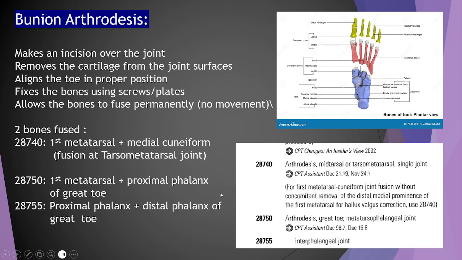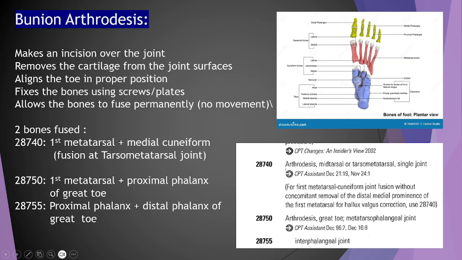Now the next topic, that is bunion arthrodesis for the correction of the bunion. The physician makes an incision over the joint, removes the cartilage of the joint surface, aligns the toe in the proper position and fixes the bone using screws and pins, and allows the bone to fuse permanently, so the movement will not occur. So why is arthrodesis done? Simply it is a fusion of two bones, so that the pain will not occur, in order to relieve the pain. It has three CPT codes: 28740, 28750 and 28755.